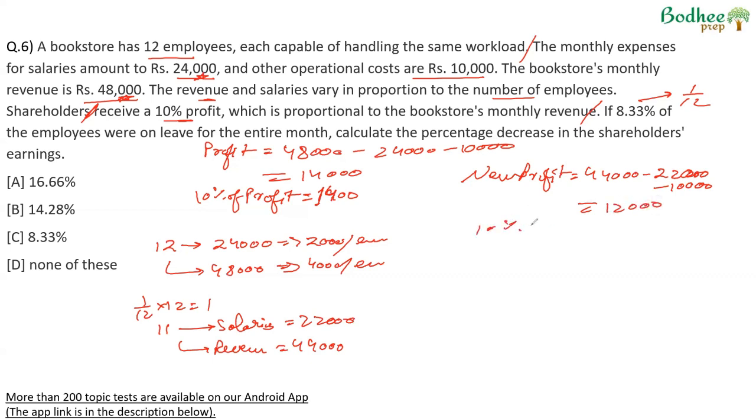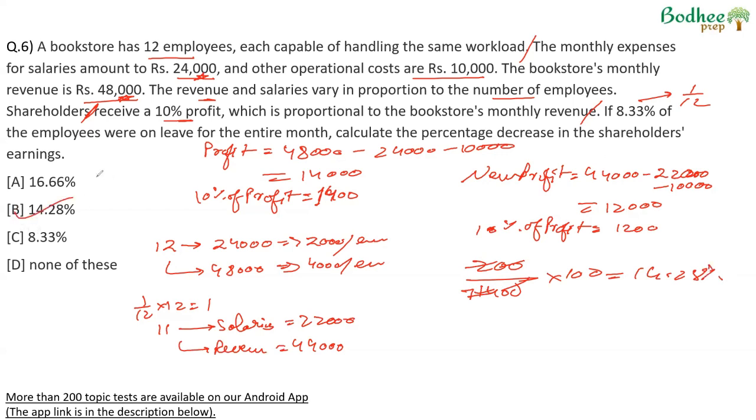10% of the profit, which is given to shareholders, will be 10% of 12,000, which is 1,200. The amount decreases by 200 on a base of 1,400. 1,400 goes down to 1,200. This is a decrease of 2 by 14, or 1 by 7. 1 by 7 is 14.28%, and that becomes the answer.